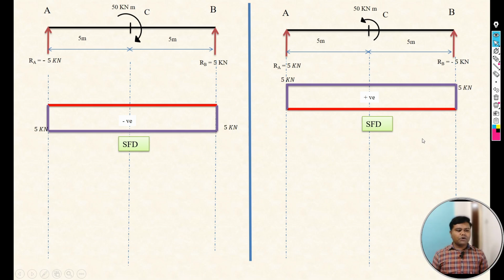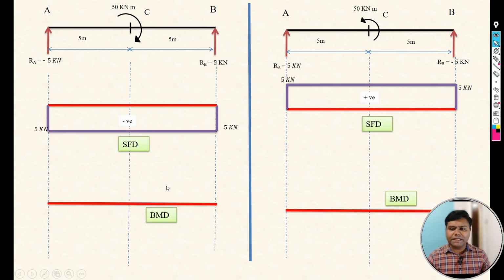So the conclusion is what? When any simply supported beam is subjected to a clockwise moment, then the shear force diagram is negative, and when the simply supported beam carries an anti-clockwise moment or couple, then the shear force diagram is positive, okay.